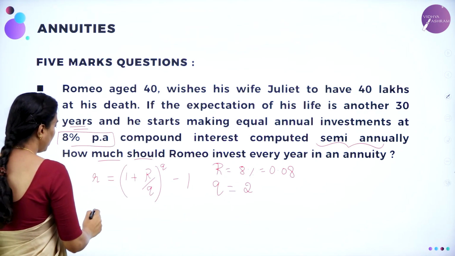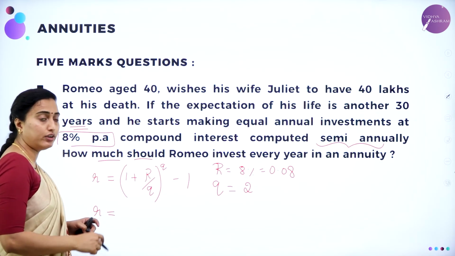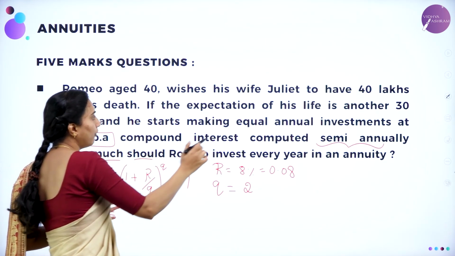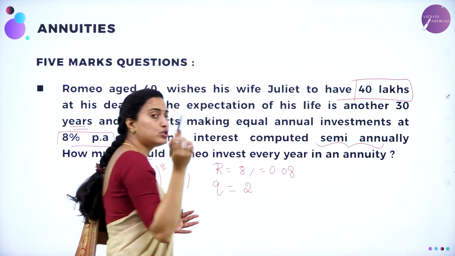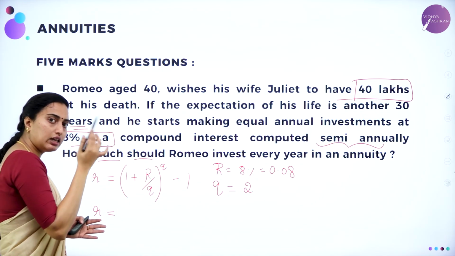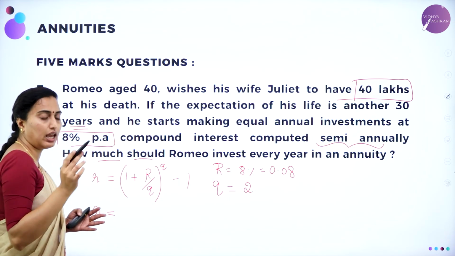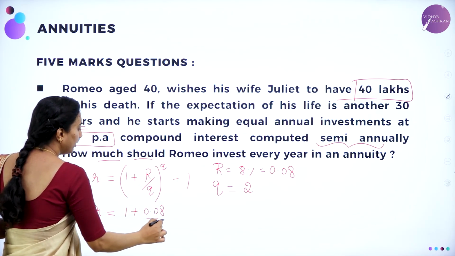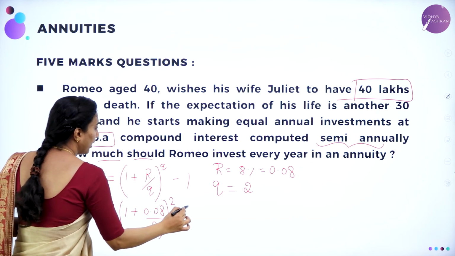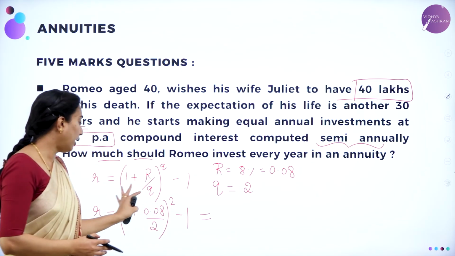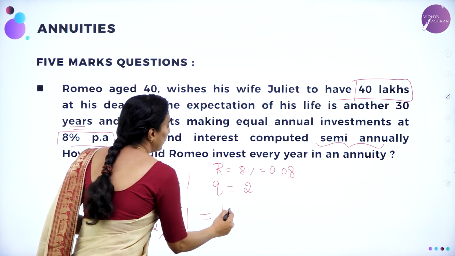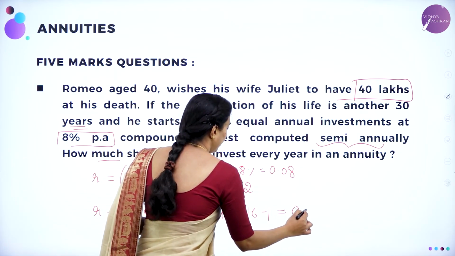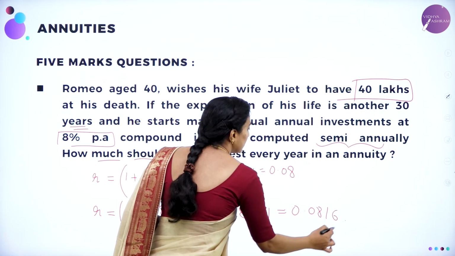So let me substitute here. You are going to get R, which is the effective rate of interest. The effective rate of interest will be taken after 30 years. That means he is going to save for how much? Yes, expected 40 lakhs. That is a future value, right? So let me calculate this R, taking that R to calculate the annuity. That means annuity immediate. So 1 plus R is 0.08 divided by 2, whole to the power of 2, minus 1, which after doing this calculation, you are going to get 1.0816 minus 1, which will be equal to 0.0816. This is what we want.